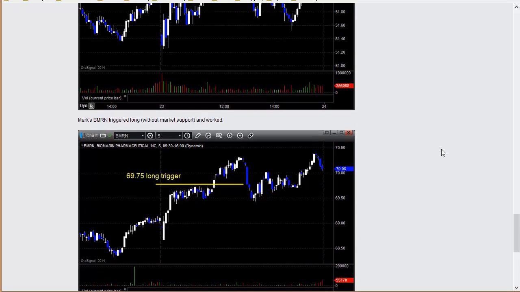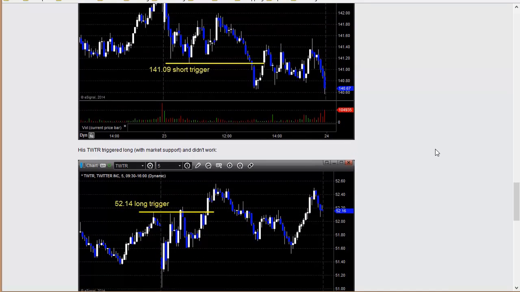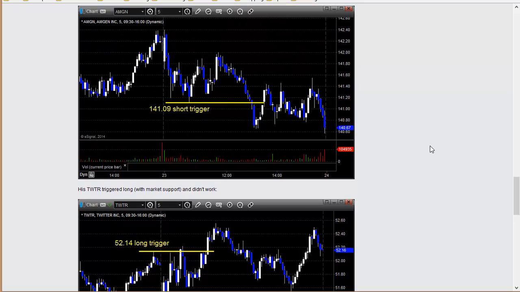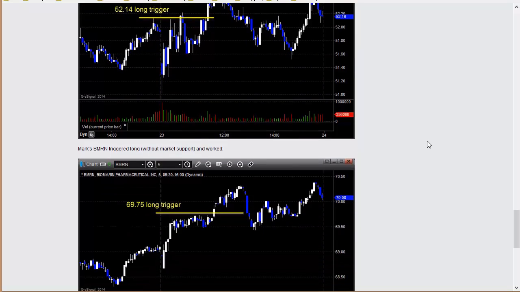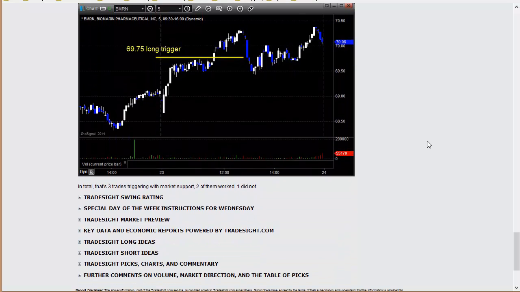So out of all the trades for the session, if you count the ones that triggered that were in the direction that the market was heading at the time, only 3 of these trades actually triggered with market support. 2 of them worked and 1 of them didn't. So on the first day of the week, we were 4 for 4. On the second day of the week, we were 2 for 3.